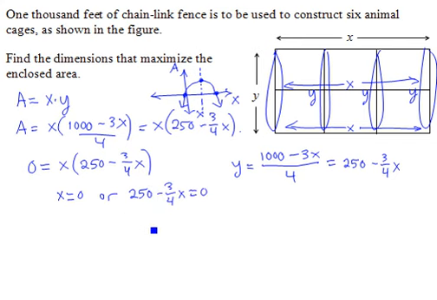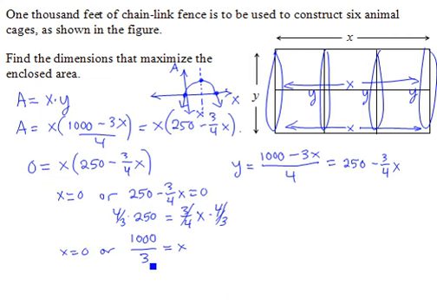Well, we can do some work to further solve that. That's 250 equals 3/4 x, and to solve, we'll multiply both sides by 4/3. 3/4 times 4/3 is 1, leaving just the x. And 4/3 times 250 is 1,000 over 3. That's equal to x. x equals 0 is our other root. If you want to get an estimate for 1,000 over 3, that's 333 1/3.